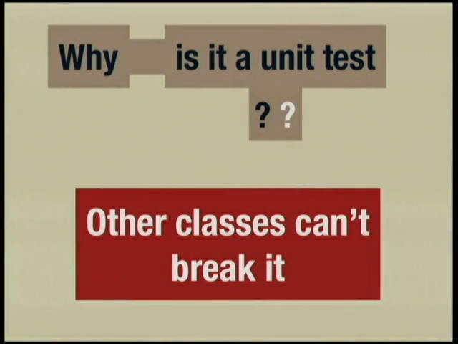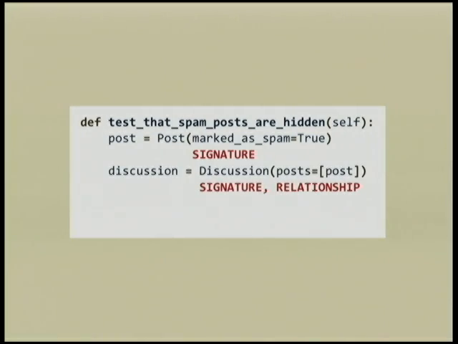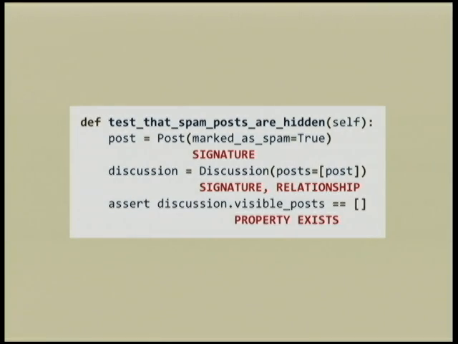The second reason this is a unit test is that as much as possible, other classes can't break it. And this is really, I think, the most important part of unit testing. So if we go through that code again, looking at the dependencies, the first line depends on the signature of the post model. It depends on the marked as spam flag being there, and it depends on it not requiring anything else. The second line depends on the signature of the discussion model and the relationship between the posts and the discussion. The third line depends on the existence of the property.